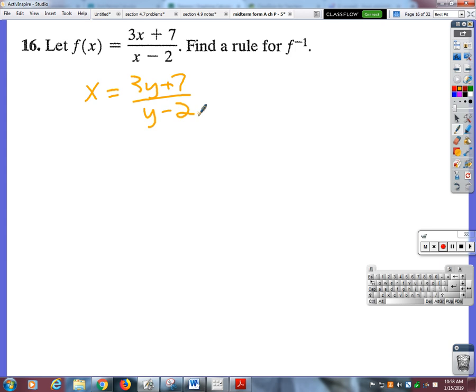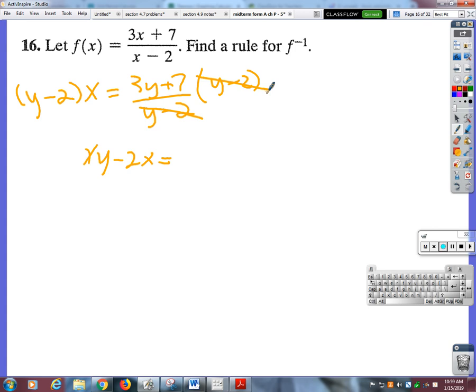Oh, good job. All right, how do I solve this for y? Multiply both sides by y minus 2. So on the left, what do we get? I want to just get rid of the parentheses, so I get xy minus 2x. And then on the right, what do we have? 3y plus 7, because these two things cancel.